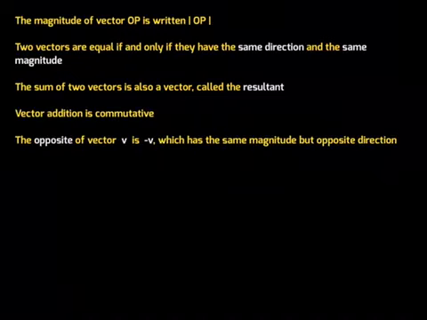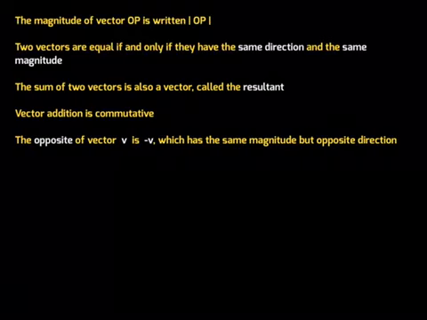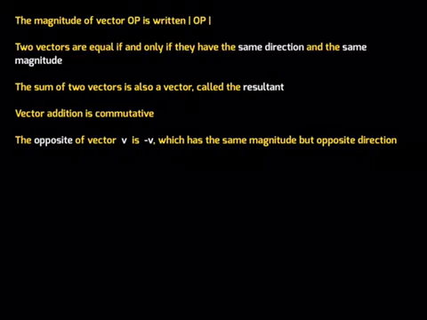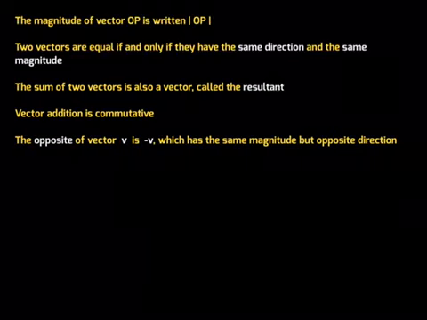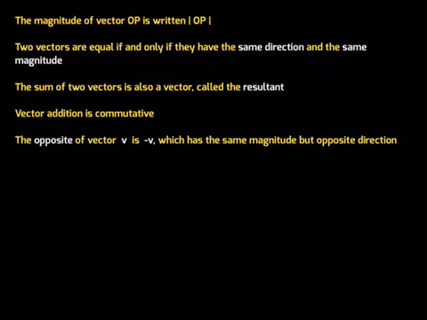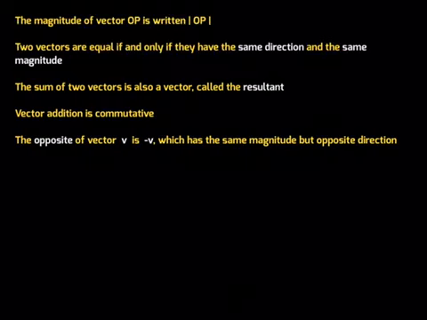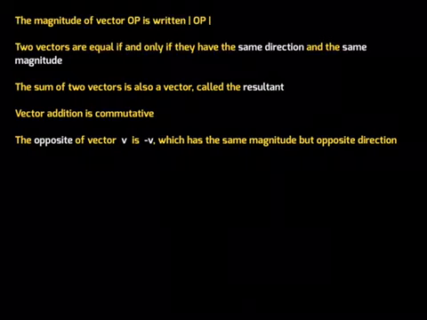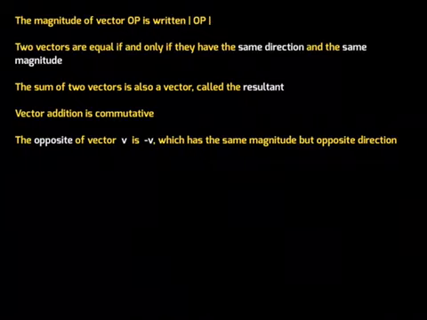Here's some other very important information for us. Vector addition is commutative, we know that. And the opposite of vector V, denoted negative V, has the same magnitude, which means the length of the vectors are the same, but they have opposite direction. That's important. The opposite of a vector just means that the direction is opposite. The magnitude, that is to say the length of the vector, is the same.